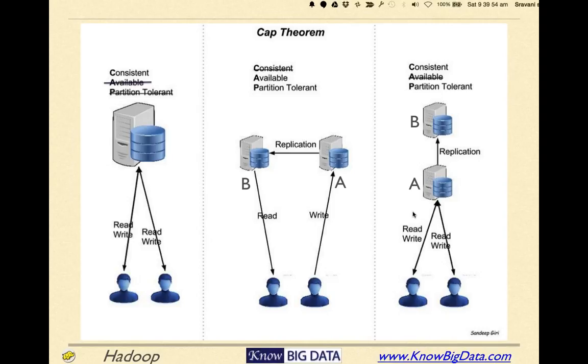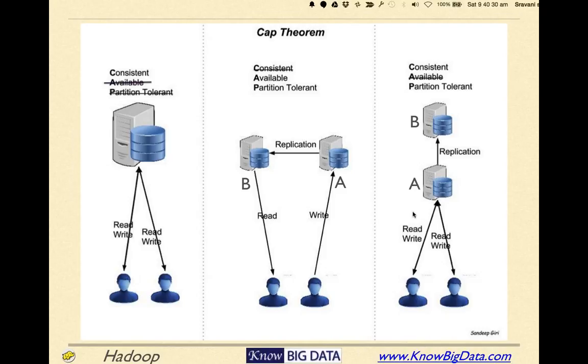And therefore, the third model is consistent. The third model is not available. The third model is partition tolerant. So the third model is partition tolerant but not available. Why not available? Because all the users are writing to the same machine, which means all users will be standing in the queue while writing the data. If you have a huge number of users, there is no scope for expanding the user base.